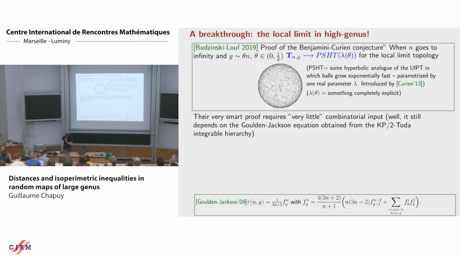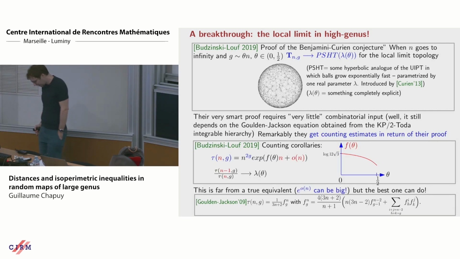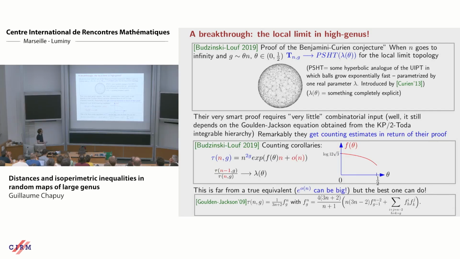But one thing which is even more remarkable maybe than proving this conjecture is that in fact they get counting estimates in return. So combinatorics is not good enough to provide what you need to prove this theorem, but if you prove this theorem, you get some combinatorics in return. And there are corollaries in this paper. So let me give two of them. Maybe this one is less surprising.